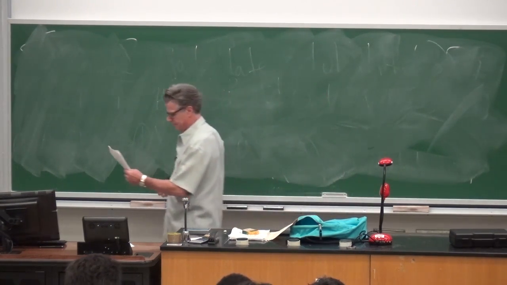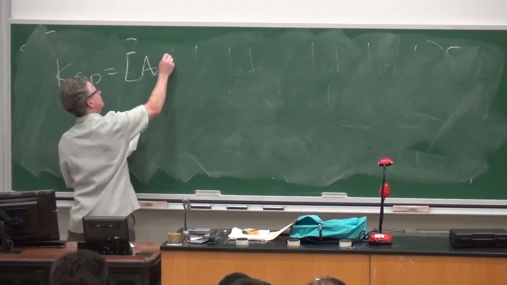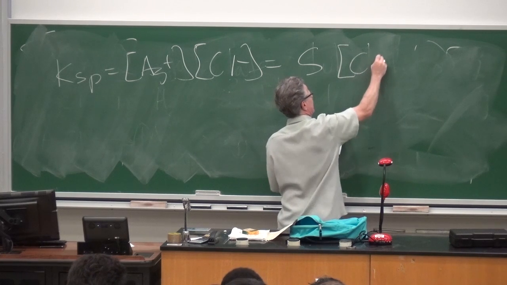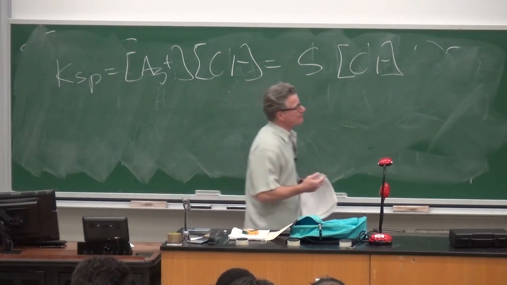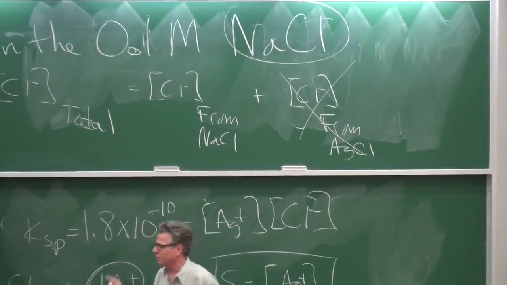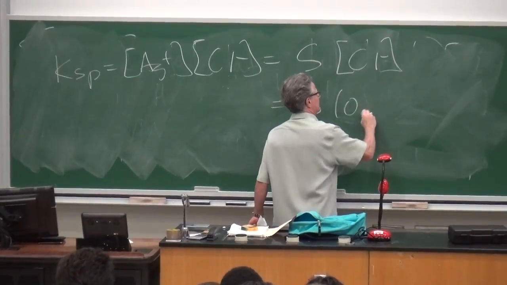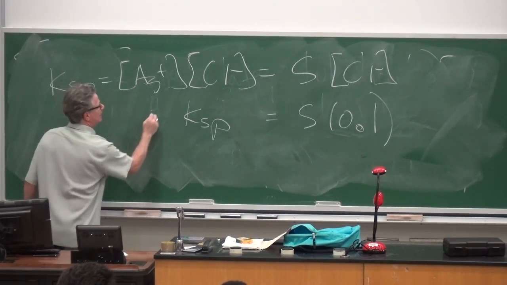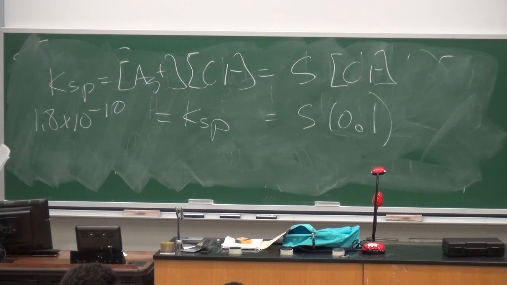So then we write that KSP, which is concentration of silver times concentration of chloride. We now recognize that that's the solubility times the concentration of chloride. But we also know the concentration of chloride because we're told that there's 0.1 molar sodium chloride, therefore there's 0.1 molar chloride. So that makes life really simple. Boom. And so now you've solved for the solubility in this case.